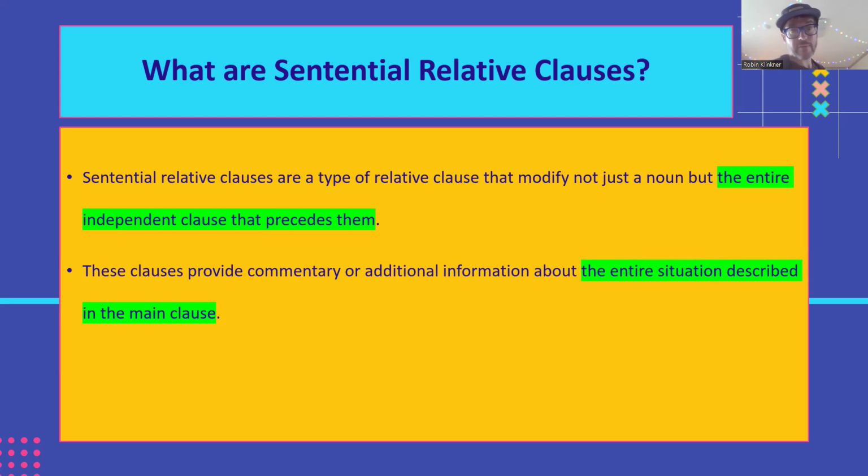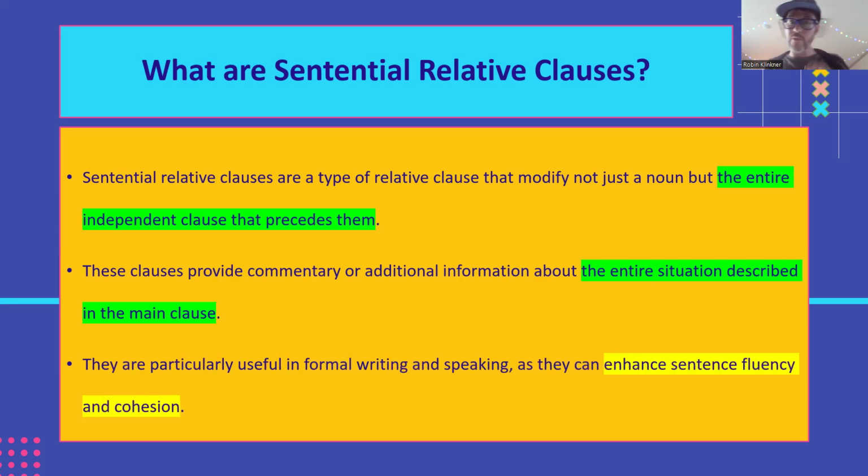These clauses provide additional information about the entire situation described in the main clause, the preceding clause, the sentence before it, or that it's connected to. They're particularly useful in formal writing and speaking. Again, this is a relatively easy way to really make your writing sound better because they enhance sentence fluency and cohesion. You will see when we look at the examples how it enhances the fluency and cohesion. Cohesion just means how everything's connected together. Very smooth.